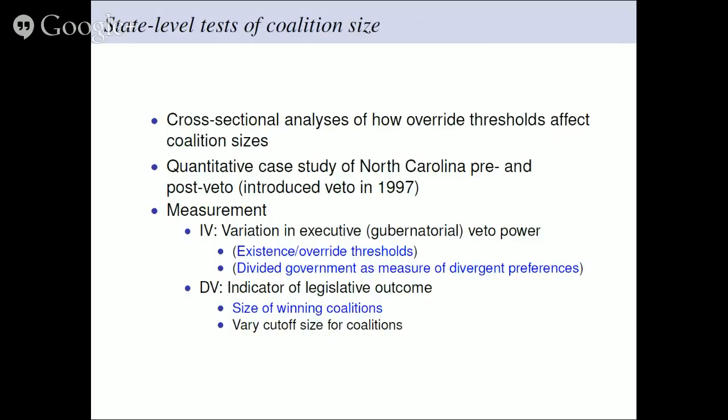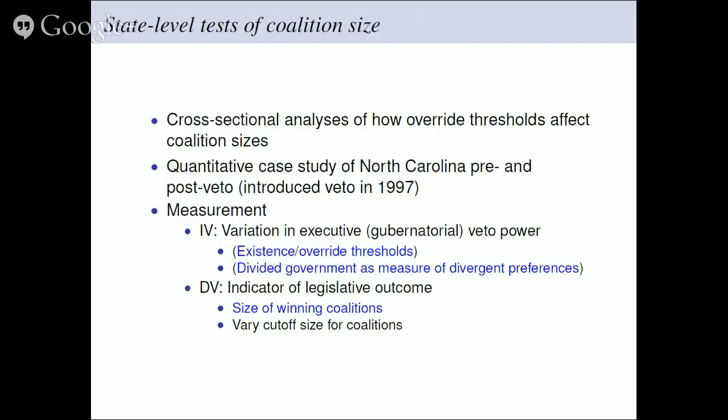I'm going to use a proxy, and that proxy is divided government. That seems to make sense because in divided government, we're going to have an executive who's very different than the legislative chamber. Okay, the dependent variable here is the size of the winning coalition. That is the number of lawmakers who vote for a bill on final passage.